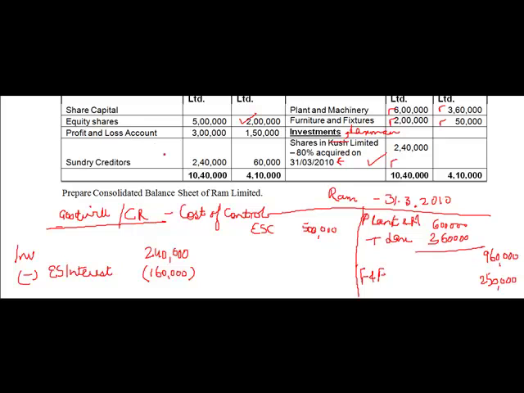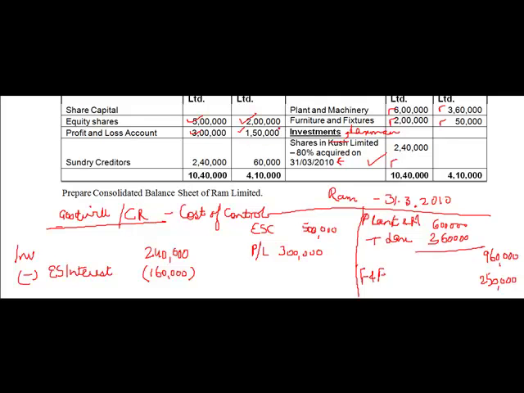Then comes my profit and loss account. So this is the adjustment I have done, so I have ticked it. Profit and loss account. How much is the profit and loss account? It is 3 lakh. And how much is the profit and loss account of Lakshman Limited? It is 1,50,000.